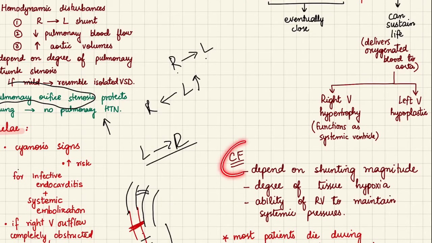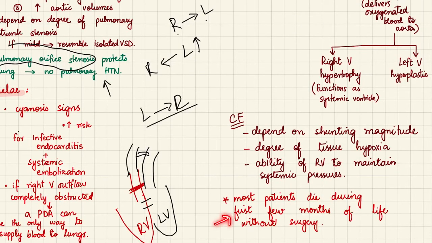Now, the clinical features, of course, will be there when the patient is alive and there is a ventricular septal defect. This will depend on the magnitude of the shunting, and there can be different clinical features. They also depend on the degree of tissue hypoxia and the ability of the right ventricle to maintain the systemic pressures. Now, most patients with transposition of great arteries die during the first few months if they do not undergo surgery.